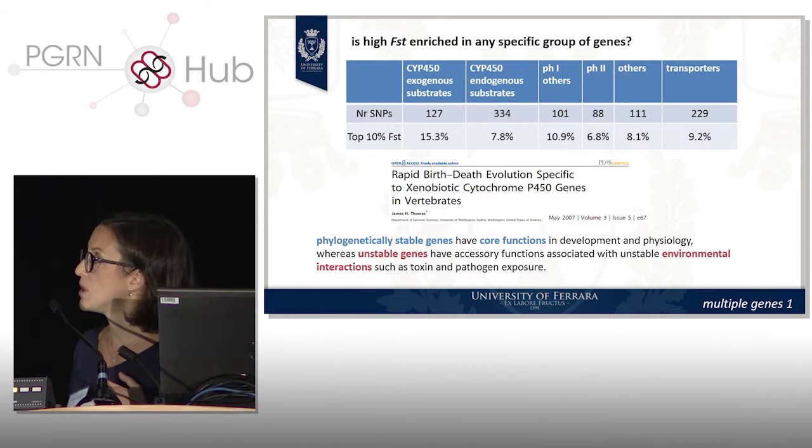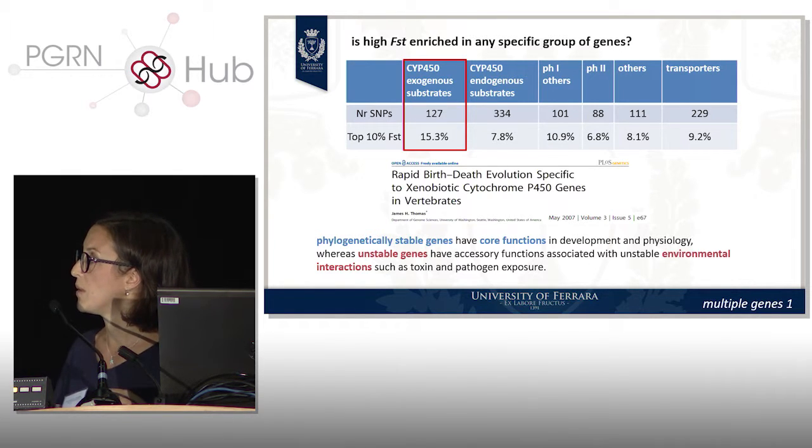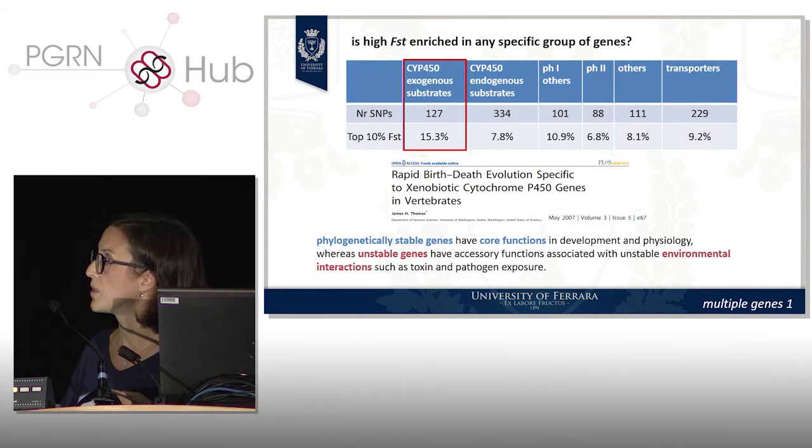But then we wanted to see if we divide these genes in different categories, is there any high FST or enrichment in FST in some of these categories? In other terms, some of them are more variable than others. And the answer is yes, and it's very logical, as you can see here, because we found that the CYP450 genes, which are enriched in molecules that metabolize foreign compounds, are significantly more variable than the others.